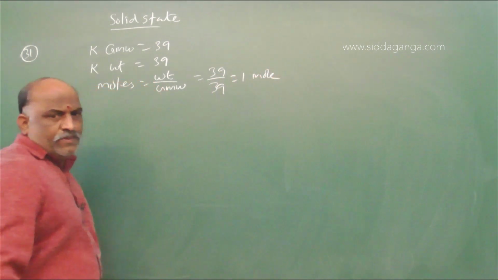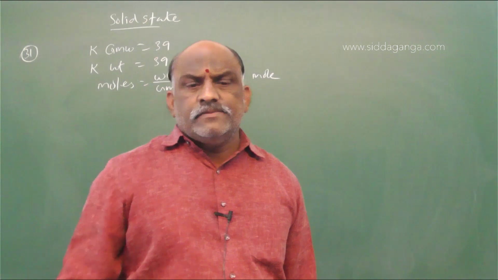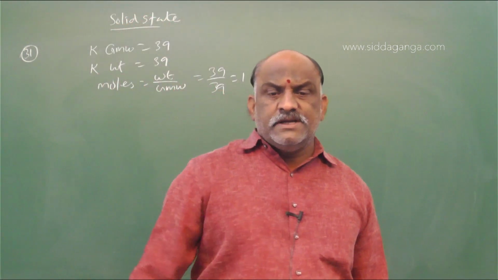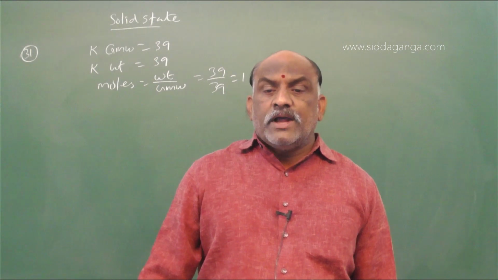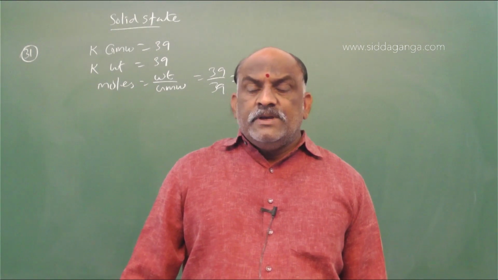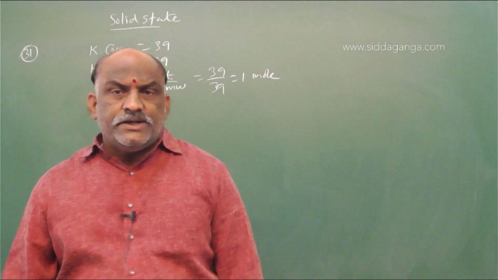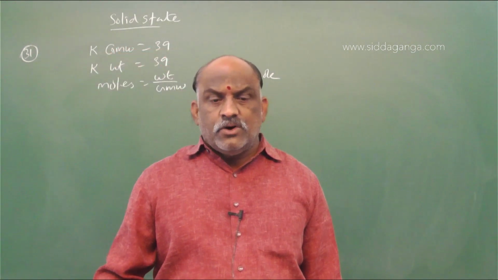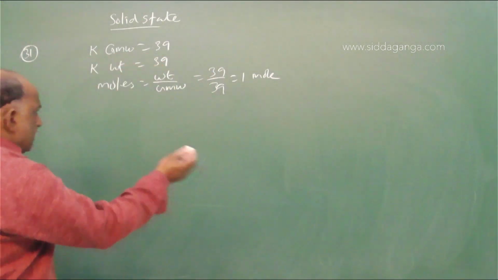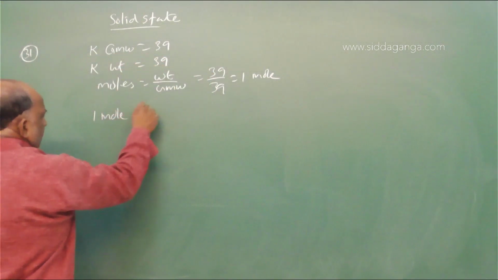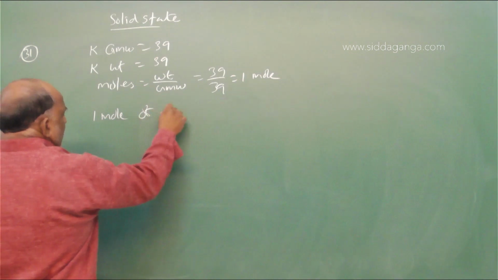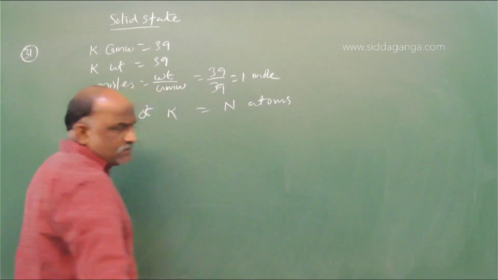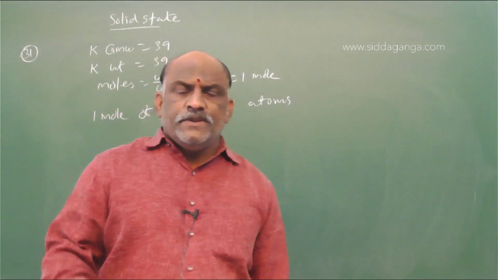That is 1 mole. 1 mole is equal to how many atoms? Avogadro number of atoms, that is N. And potassium is a body centered cube. In a body centered cube, 2 atoms is equal to 1 unit cell. So 1 mole of K is equal to N atoms.